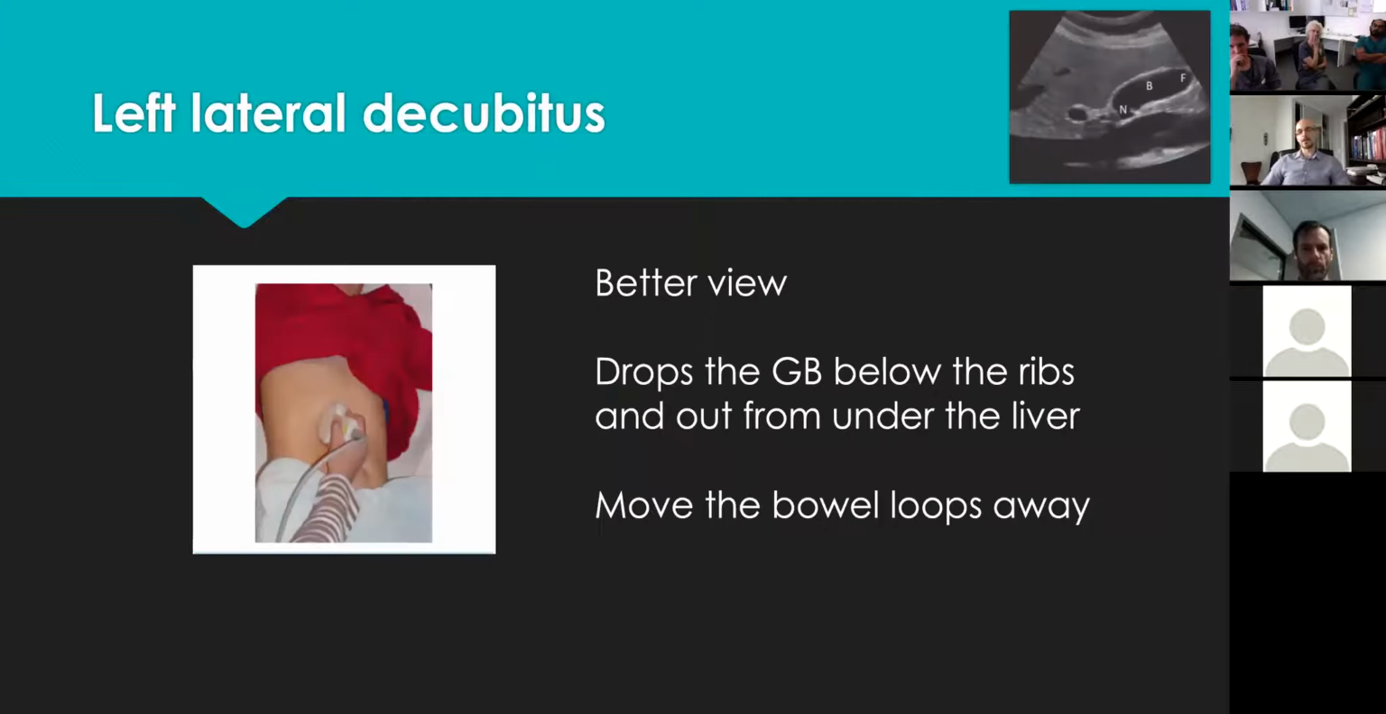Technically, with the left lateral decubitus, we can move the gallbladder away from the ribs so we can get a better view of it. And we can actually then move the bowel content away from the gallbladder so it doesn't obscure the view of the gallbladder. That's the main advantage of the left decubitus in comparison to complete supine. Usually it's very hard to get the view of the gallbladder in complete supine.